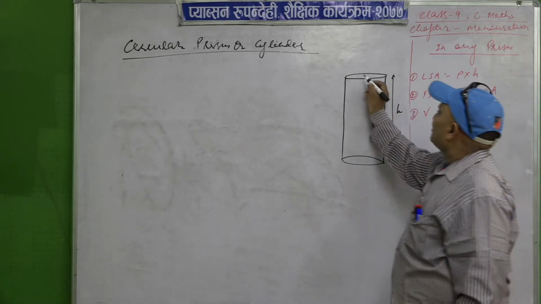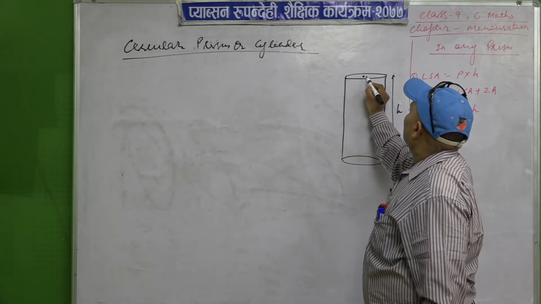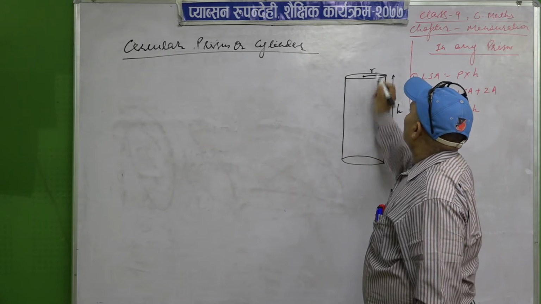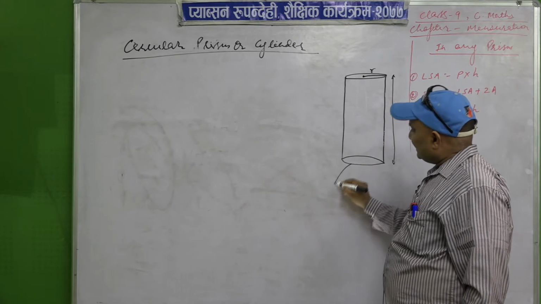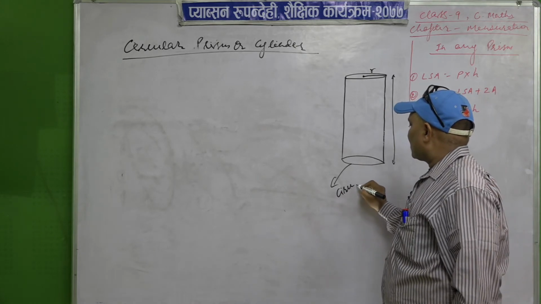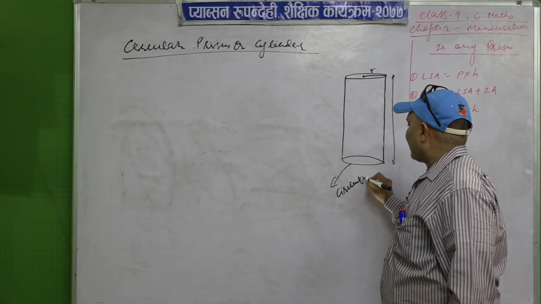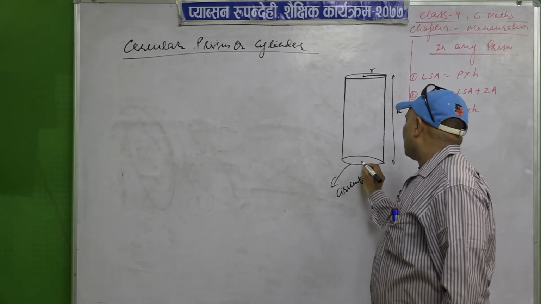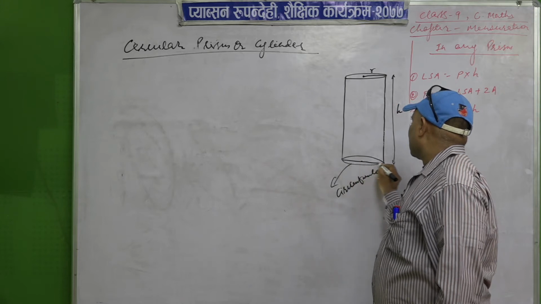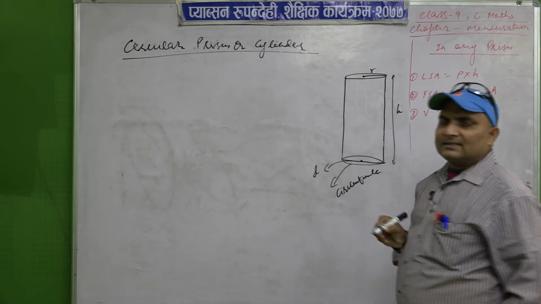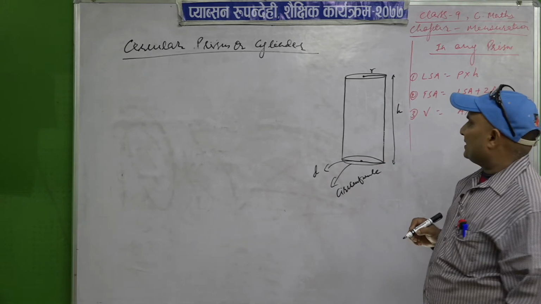Suppose this is the center, and this is a radius. We know that this outer boundary is called the circumference of the cylinder, and this total line is called diameter. We have already discussed this in plane figure of circle.